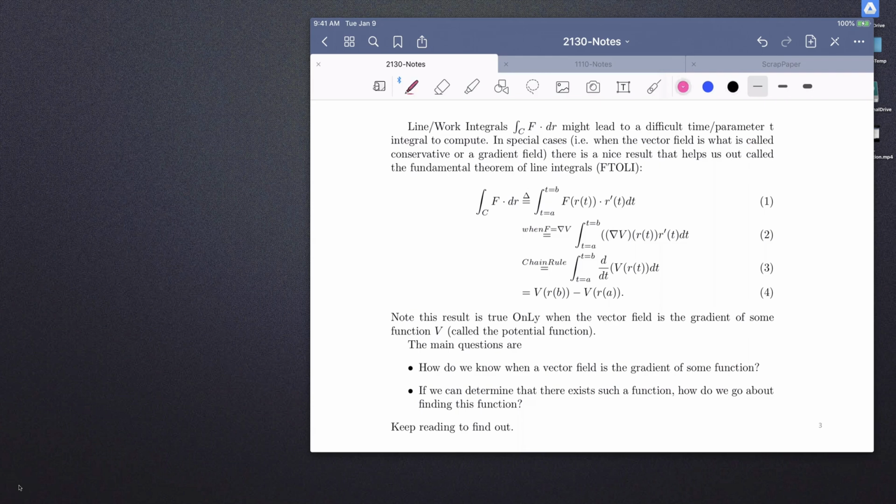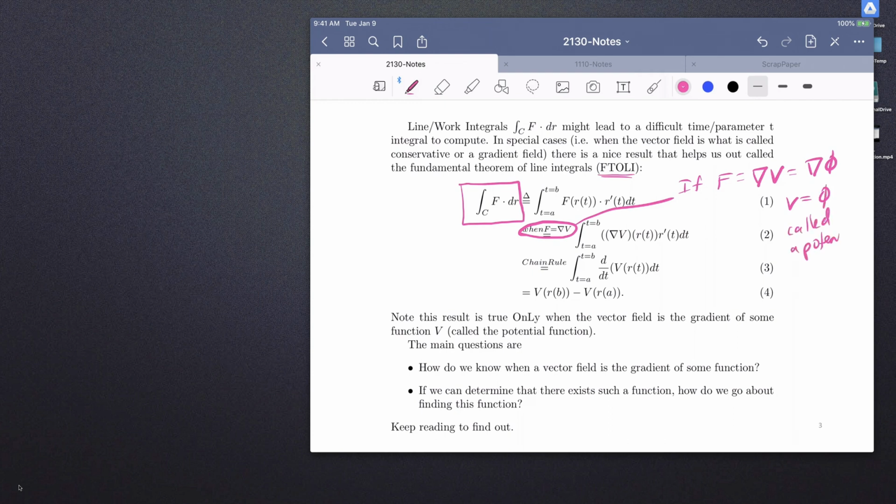Alright, so in this video we look at an example of the fundamental theorem of line integrals. And recall that the fundamental theorem of line integrals is essentially a method for computing a line integral of a vector field if that vector field is of a very special nature: if the vector field F is the gradient of some function, phi, called a potential function.